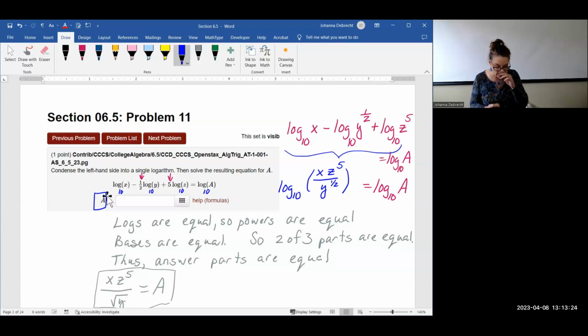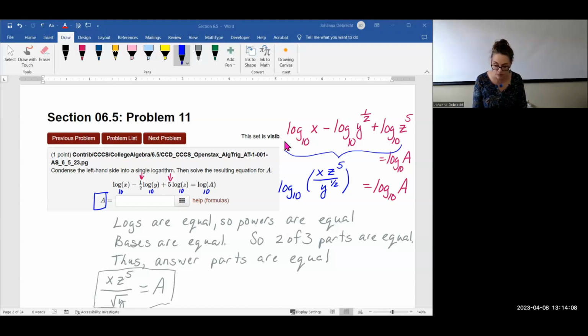Now, the next thing that I'm going to do is look at this right here, and I'm going to compress the left-hand side. So the first thing I did was notice that the middle one had a coefficient of -1/2, and the third one had a coefficient of 5. So the first thing I did was push those back inside as powers on the answer part. Then I had 2 positive terms here, the log base 10 of x and the log base 10 of z to the 5th. So both of those answer parts became factors in the new answer part. The one that was negative went to the denominator.